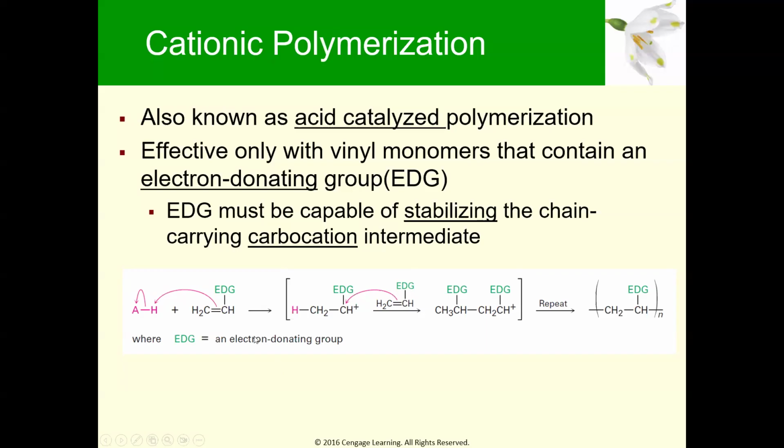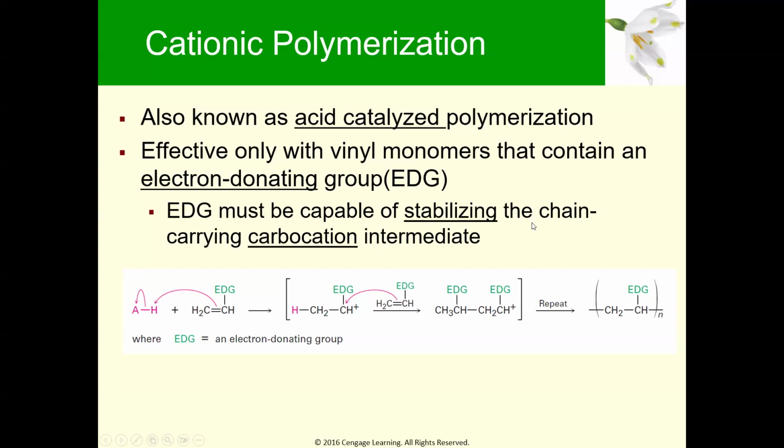And when does this occur? Well, it all goes back to things we learned even back in Organic 1. This will occur when we have something attached to the alkene that will stabilize the carbocation that is going to be present in the intermediate. And one way to do that is with an electron donating group. So any sort of electron donating group will stabilize the carbocation and therefore facilitate cationic chain growth polymerization. So it's effective only with vinyl monomers that contain an electron donating group, abbreviated as EDG.